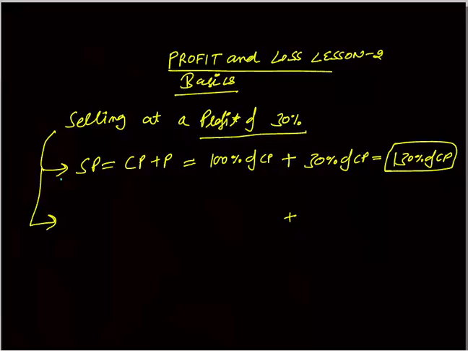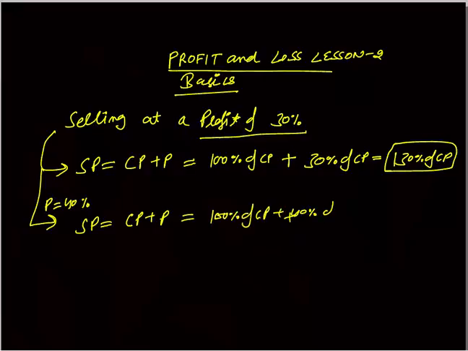Whenever there is a profit of, let's say, 40%, can I say selling price will be again cost price plus profit. Can I say 100% of CP plus 40% of CP, because profit is always calculated on the cost price. Profit is 40% of CP. This is 140% of CP. So you are selling at 140% of cost price.